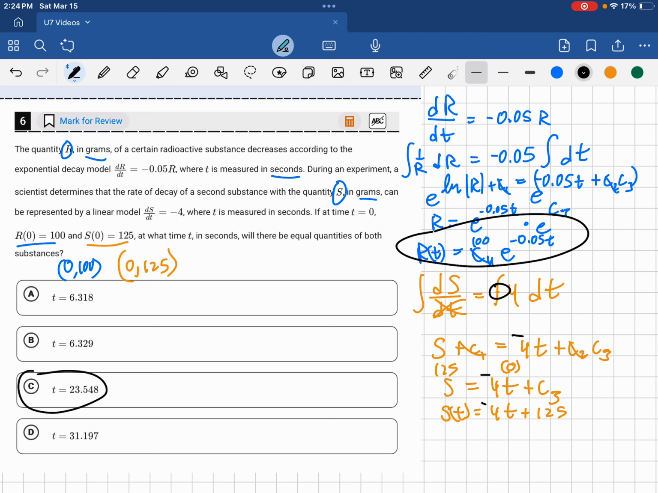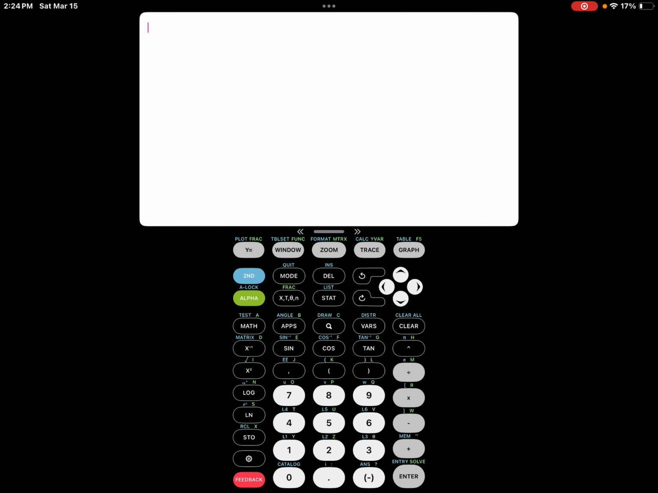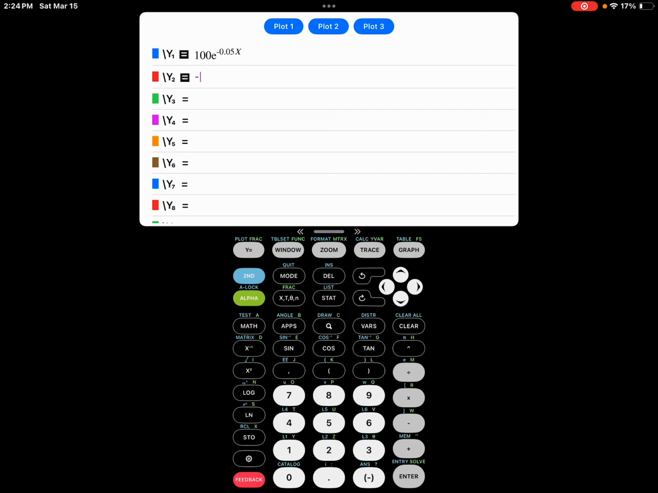Now I'm going to show you what it looks like with a graphing calculator, because you can do this with a graphing calculator too. So first go to y equals. Okay, so it's 100 and then E. So it's second ln. There's your E. And then it's negative. Make sure you use the negative button right next to the decimal. Negative 0.05 times x. And there's my x button. And then I'm going to go down to put in my other one. It was negative 4x plus 125.